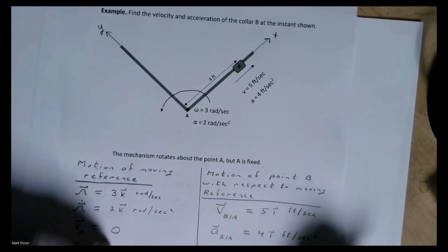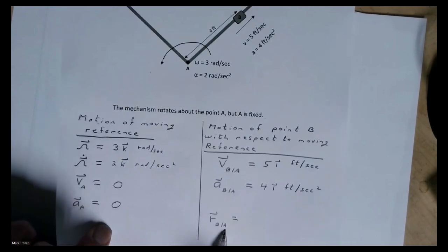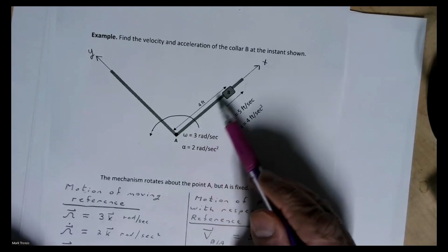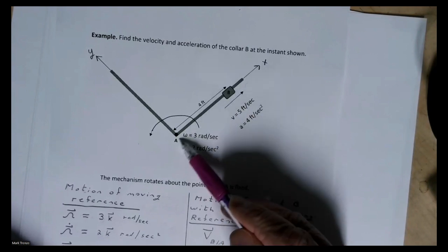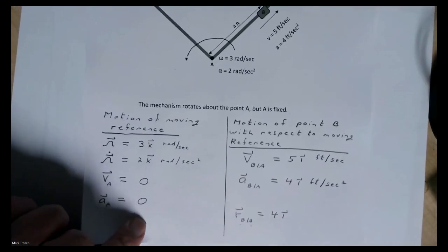And again, remember, RBA is just what does it take to get from point A to point B? Remember, it's always reverse order. So to start at point A, to get to point B, you have to go 4 in the x direction. So that's just going to be 4I like that.